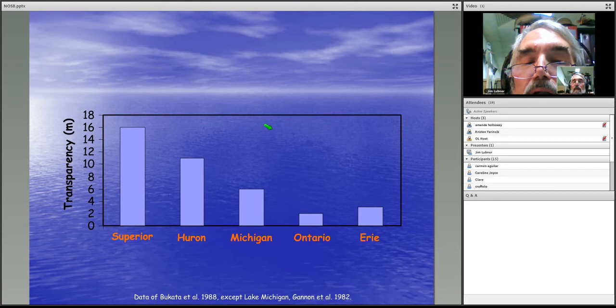We certainly had Secchi depths approaching 20 meters in open Lake Huron in the summer this past season. So Secchi depths are getting deeper. Transparency is increasing, and most of that is due to an invasive species, the zebra mussels.